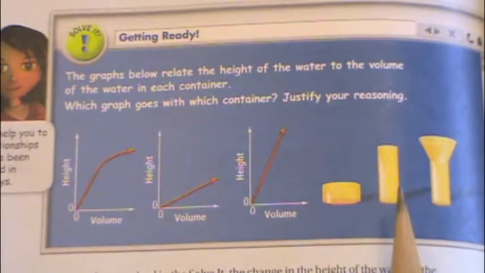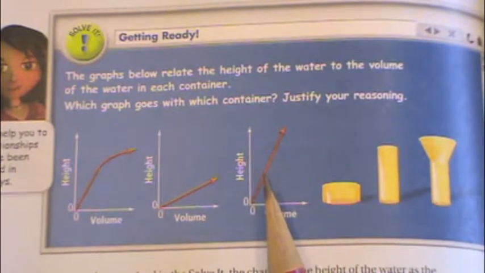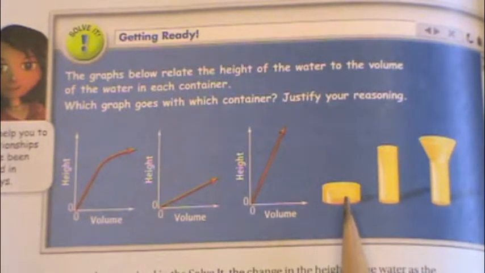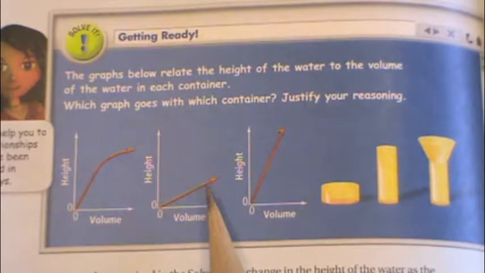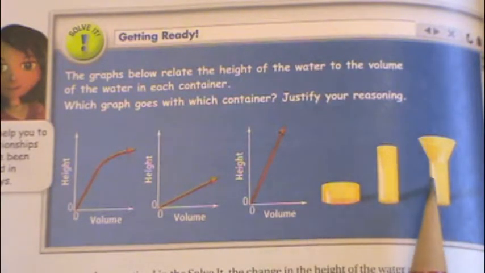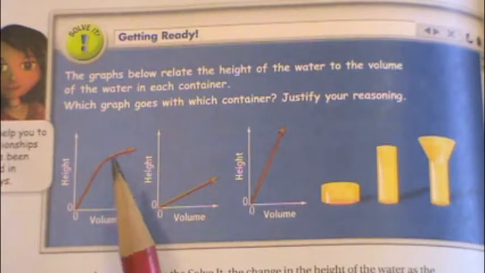Well, think about it. If you put water in a narrow cylinder, height is going to increase much more quickly than volume does. So this graph is going to go with this cylinder. If you put water in something that looks like a hockey puck, volume is going to increase much more quickly than height is. And, as you probably figured out, this one's a funky shaped one. So the graph is going to be funky shaped.